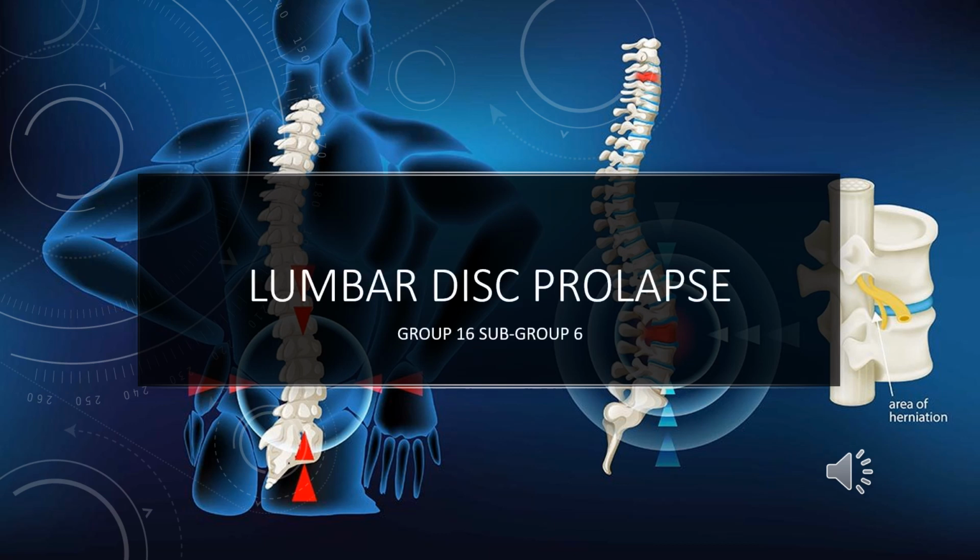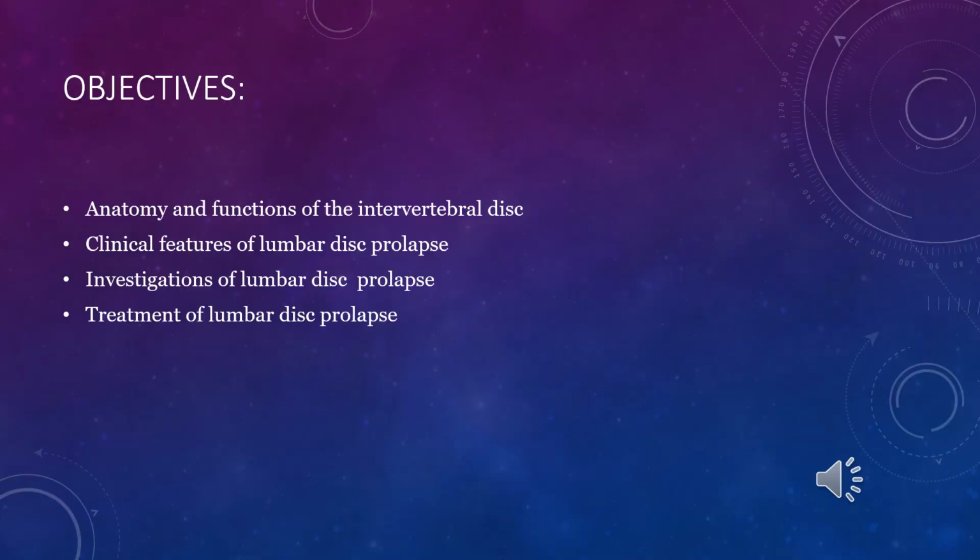Lumbar disc prolapse, group 16, subgroup 6. Objectives: anatomy and functions of the intervertebral disc, clinical features of lumbar disc prolapse, investigations of lumbar disc prolapse, treatment of lumbar disc prolapse.